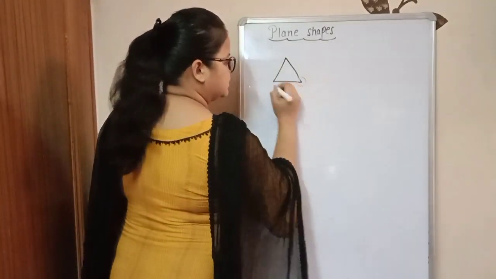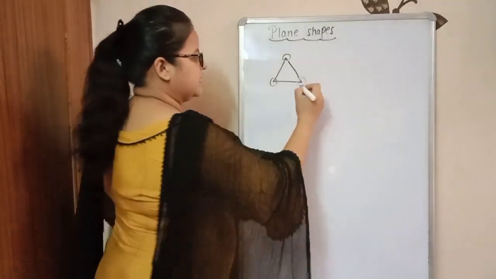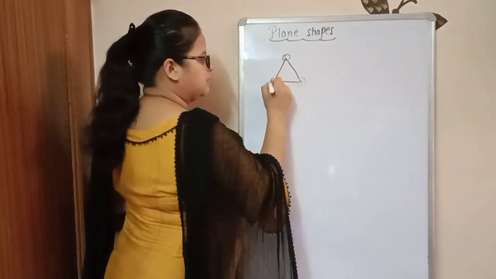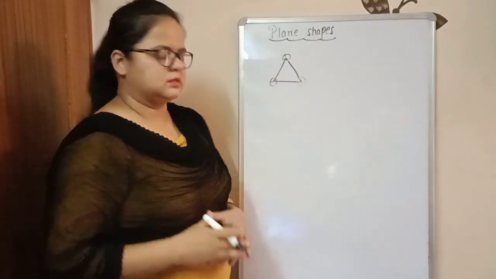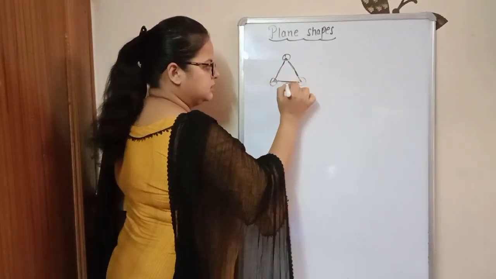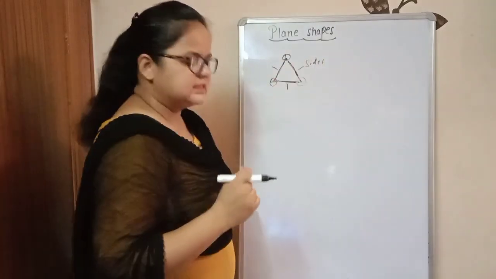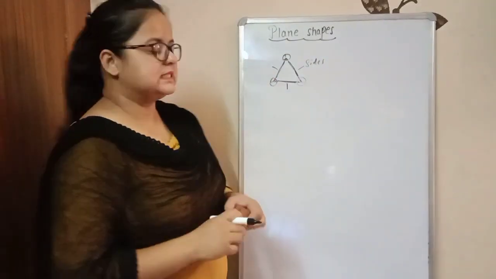These are called corners. इनको बोलते हैं corners. ये जो points हैं corners, इनको हम बोलते हैं corners. And all these are sides. इनको कहते हैं sides. What are these? Sides.